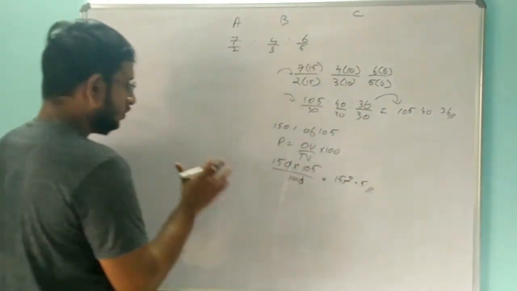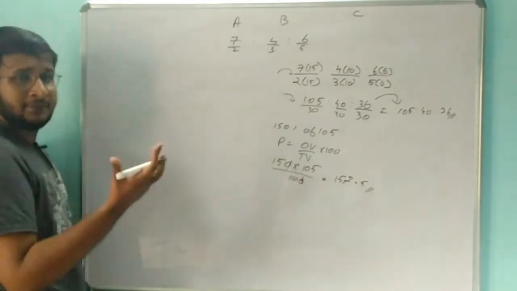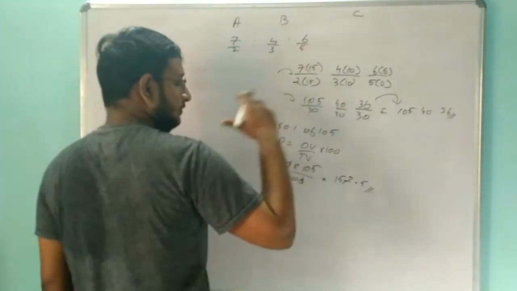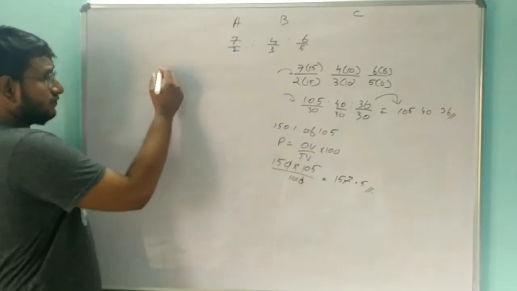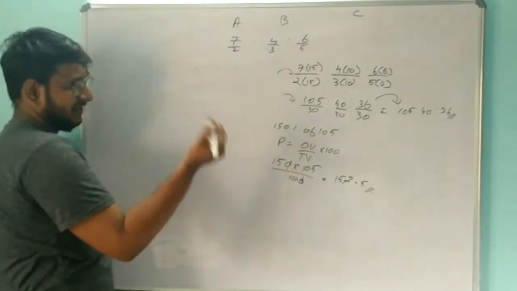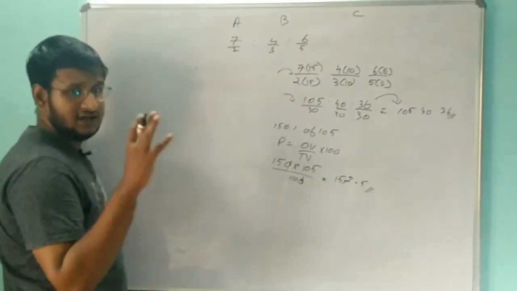We know the time period as well. The time period is 1 year, so 1 year means 12 months. For B and C, the time period will be the same, that is 12 months.